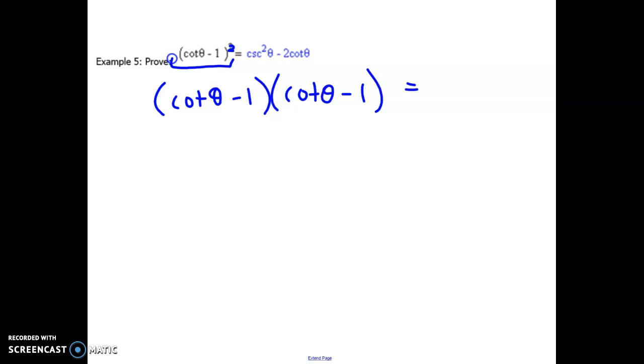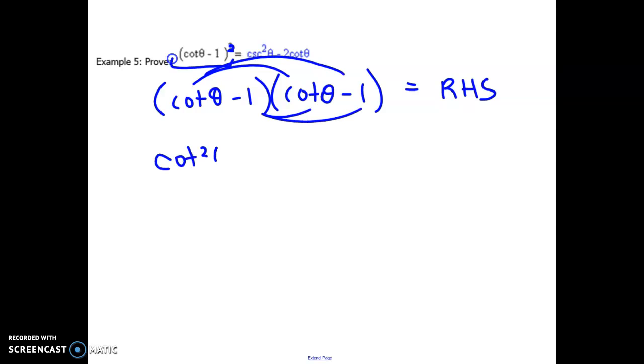Another little shortcut is that instead of writing the whole cosecant squared minus 2 cotan theta over and over again, you can say equals RHS, which means right-hand side. So sometimes these questions are so long that it's tedious to rewrite the other side all the time. So we'll just say equals our right-hand side. Okay. Now here, I can FOIL this out. So cotan times cotan is cotan squared. Cotan times minus 1 is minus 1 cotan. We have another minus 1 cotan. And then we have plus 1, because minus 1 and minus 1 is positive 1.